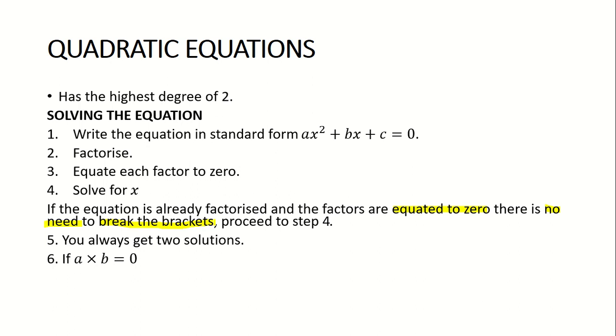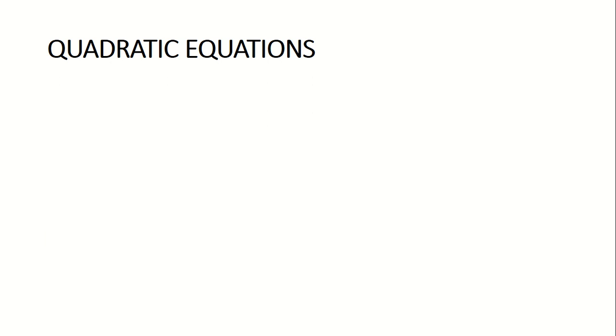That is why, when you have two factors that are multiplied and the answer is equal to 0, you're going to take each factor and simply equate it to 0. So if I have A multiplied by B is equal to 0, either A must be equal to 0 or B must be equal to 0, or both of them must be equal to 0. So this step, number 6, applies to step number 3, where we need to equate each factor to 0. Now let's do examples quickly.